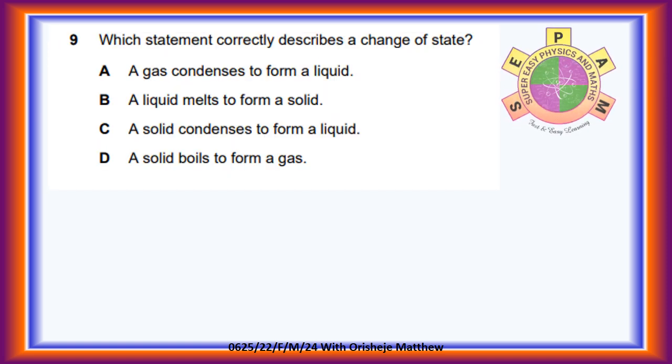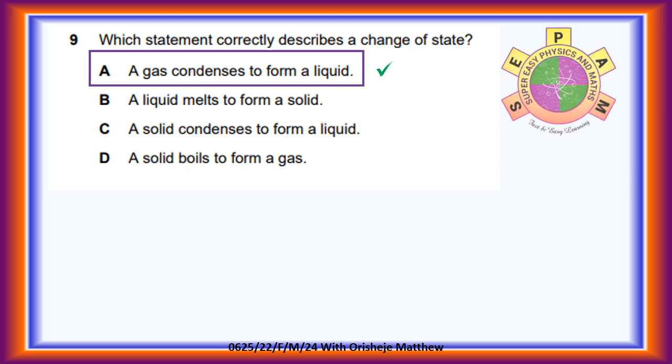Question 9. Which statement correctly describes a change of state? Option A, a gas condenses to form a liquid. Option B, a liquid melts to form a solid. Option C, a solid condenses to form a liquid. Option D, a solid boils to form a gas. A gas condenses to form a liquid. This is the correct option.